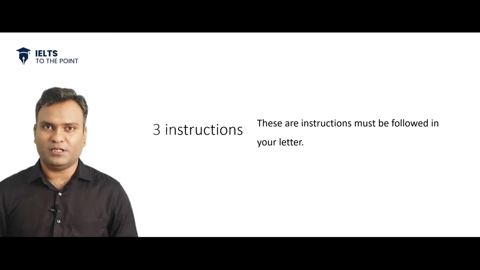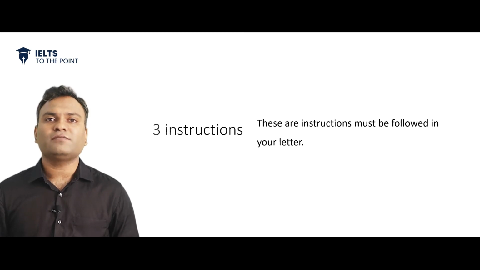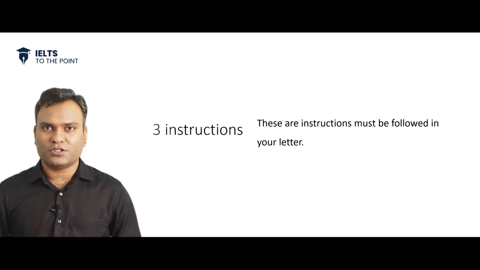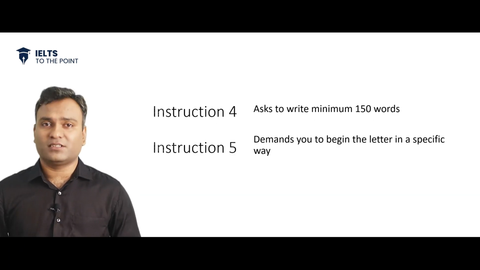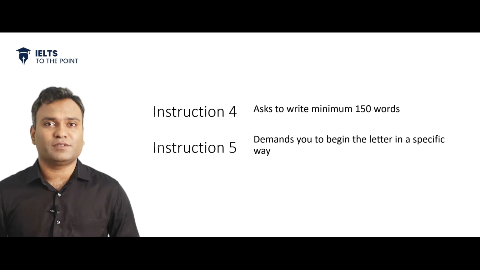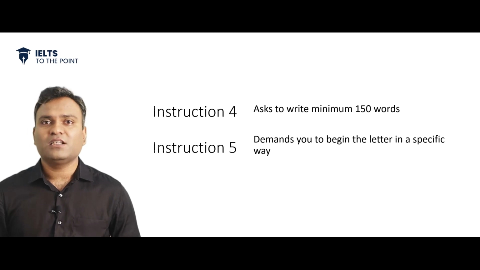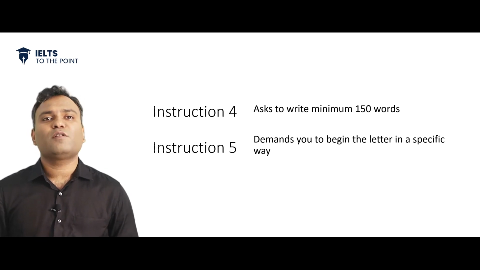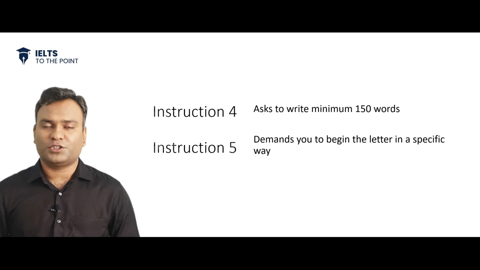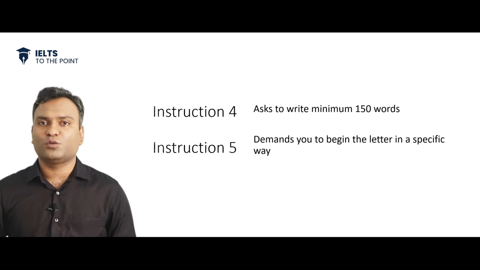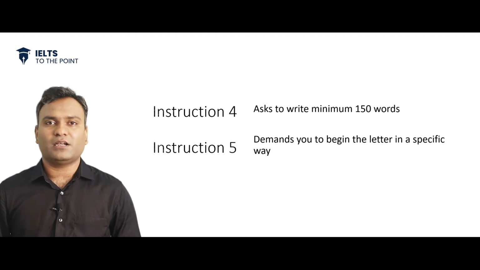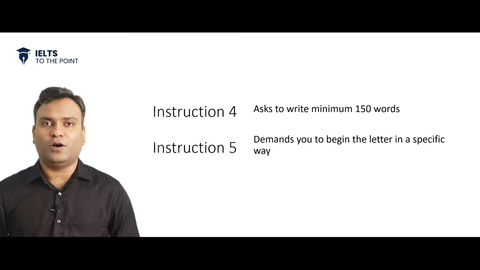The three instructions mentioned after the situation and the addressee are in a way very essential. The IELTS reader or examiner will be checking whether you have followed these three instructions or not. Then, instruction 4 always asks you to write a minimum of 150 words, whereas instruction 5 demands that you must begin the letter in a specific way. For most letters, these two instructions will never change. However, the instruction on how to begin the letter may differ from task to task, and hence you must pay attention to the fifth instruction for sure.